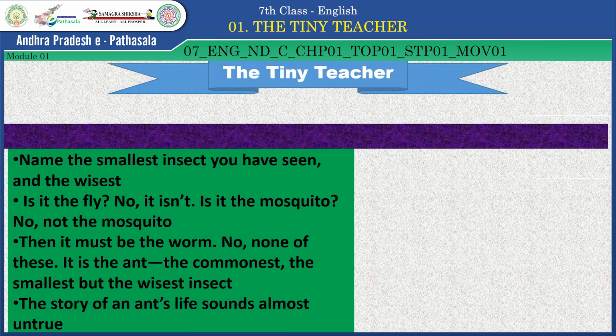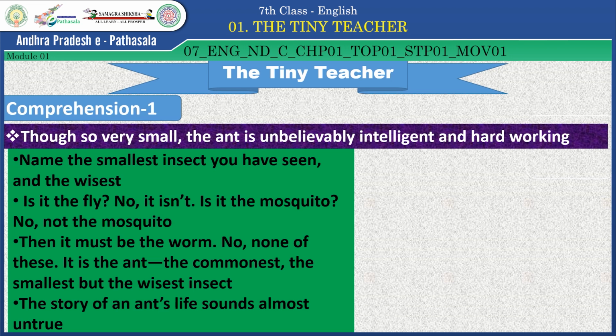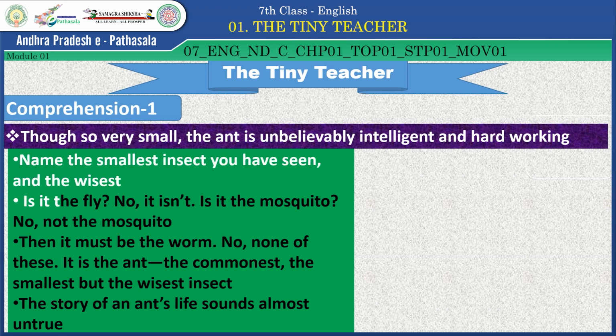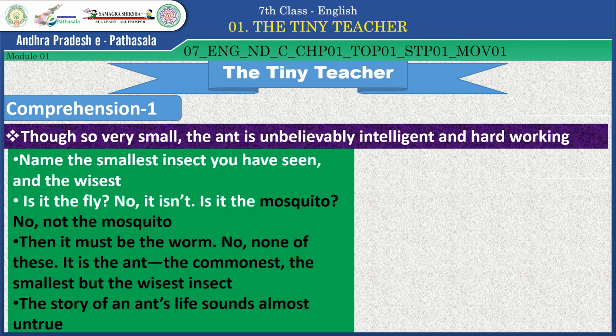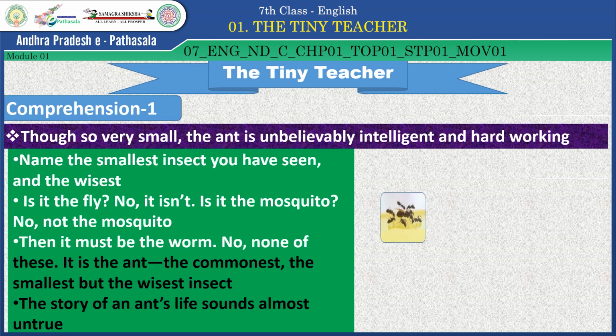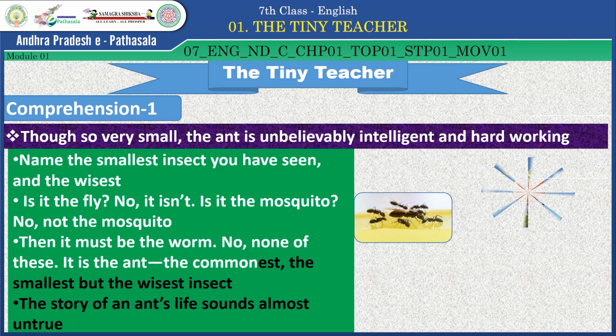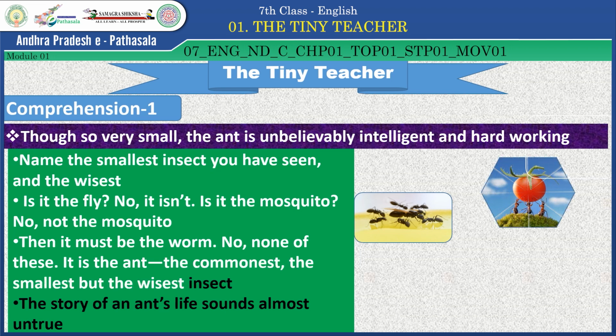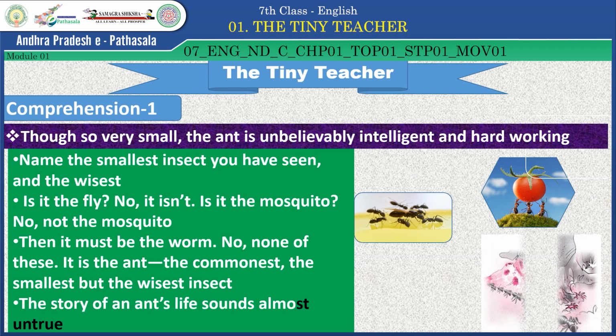The Tiny Teacher, Comprehension 1. Though so very small, the ant is unbelievably intelligent and hardworking. Name the smallest insect you have seen and the wisest. Is it the fly? No, it isn't. Is it the mosquito? No, not the mosquito. Then it must be the worm. No, none of these. It is the ant, the commonest, the smallest, but the wisest insect. The story of an ant's life sounds almost untrue.